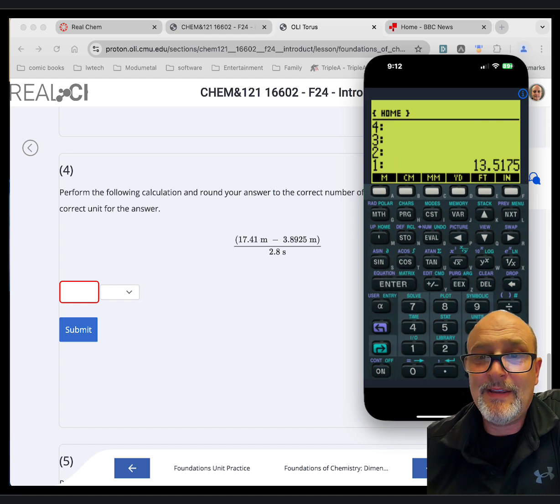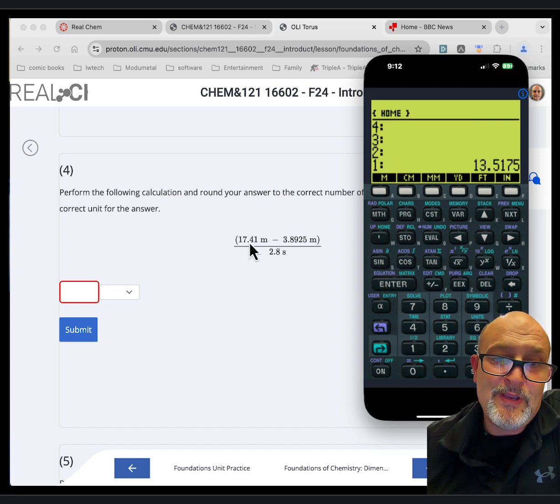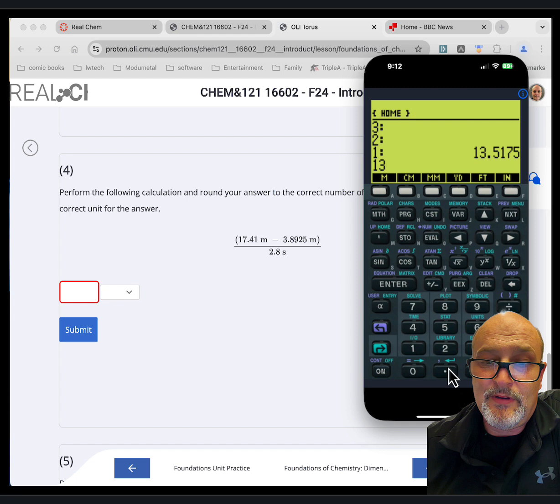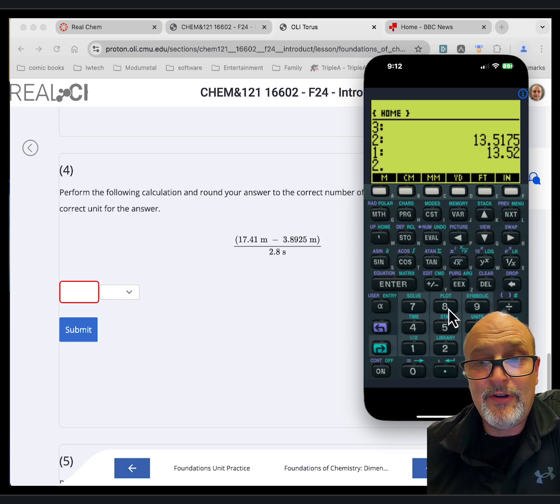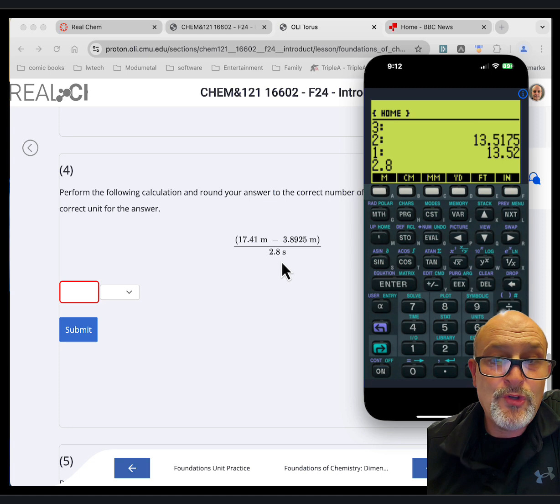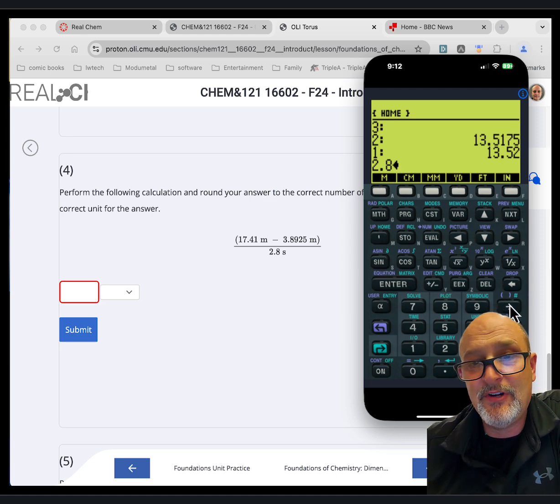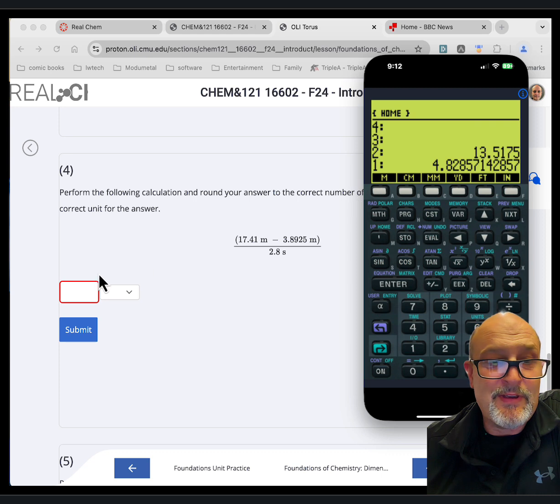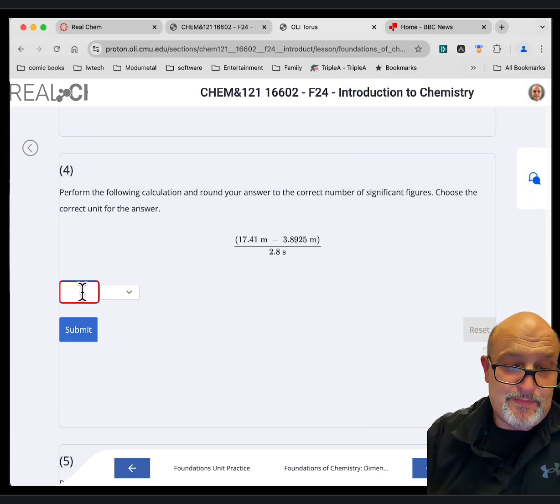Now we subtract. How many places do we get? We get the one with the fewest, so we get 13.52. So I'm going to go ahead and just write 13.52. You don't have to do this. If you did the math, it would still come out okay. I'm just doing it for the sake of exposition. Then we take 2.8 divided by. Now we're doing a division operation, so we keep two significant figures in the answer. We go divided by, and it's only going to be 4.8. So we get 4.8 meters per second.